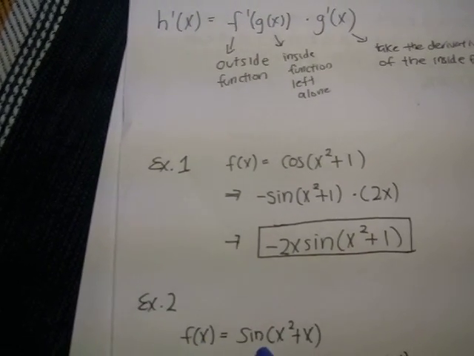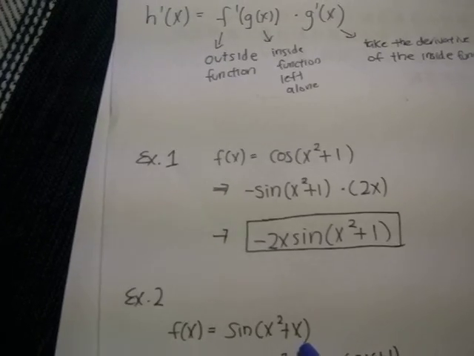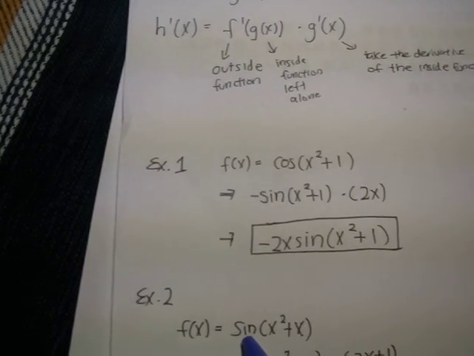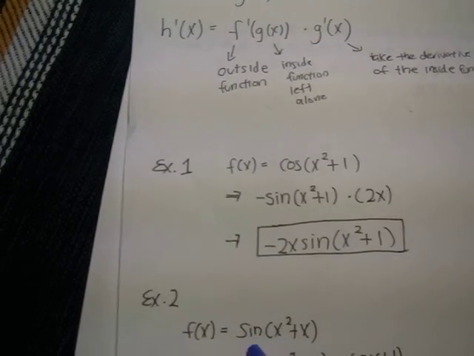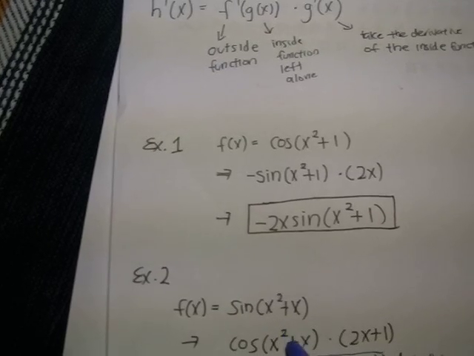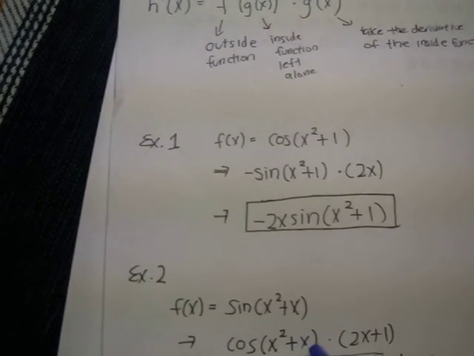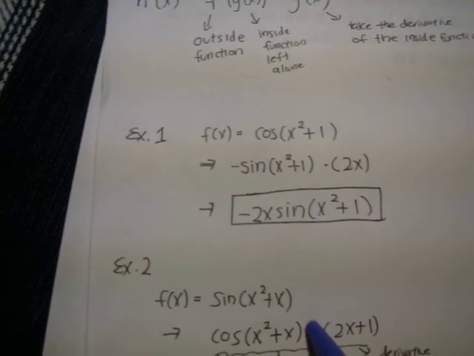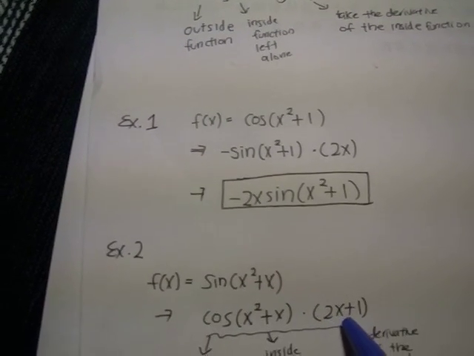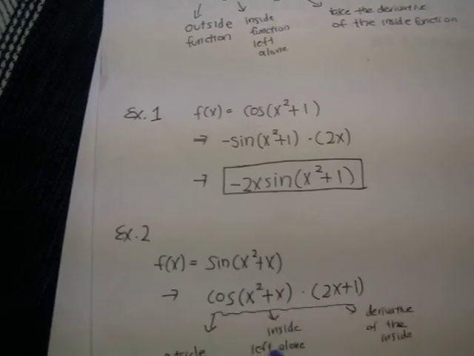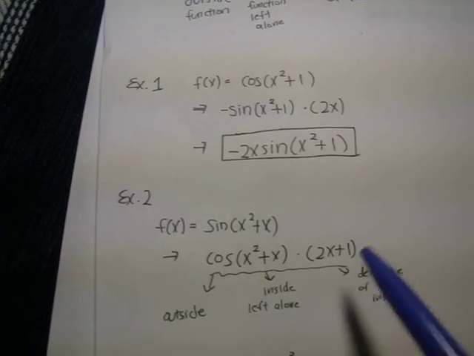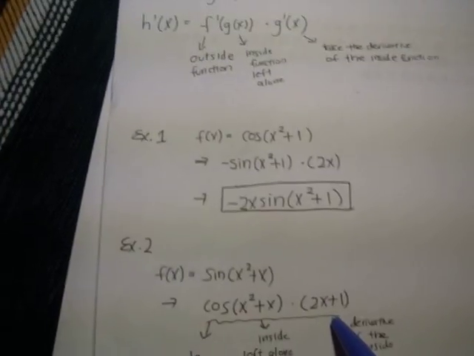Okay, another example. f of x equals sine of x squared plus x. To find the derivative of this function, first take the derivative of the outside function, sine, so that's cosine. Cosine of the inner function left alone, x squared plus x. Multiply this by the derivative of the inside function, 2x plus 1. Outside, inside left alone, derivative of the inside.